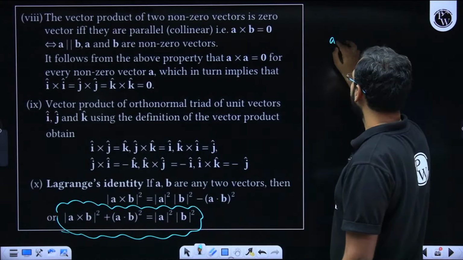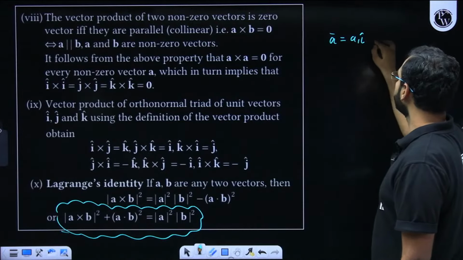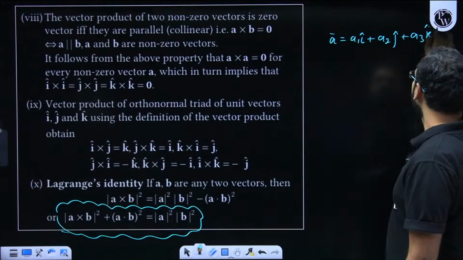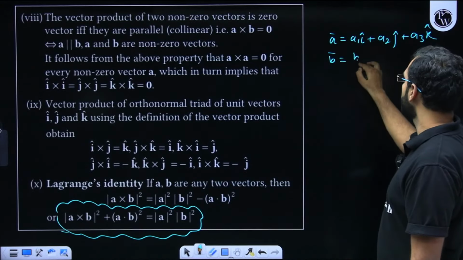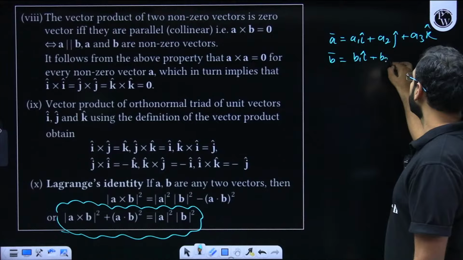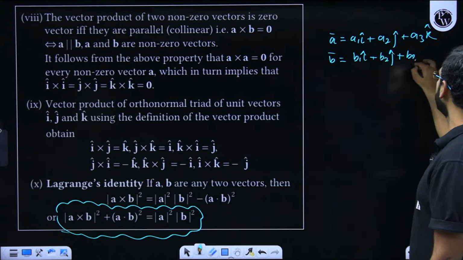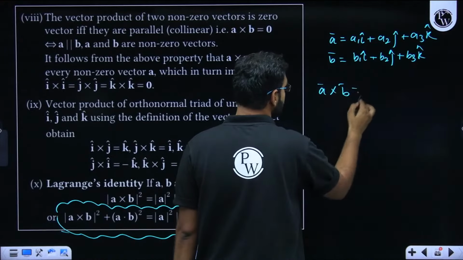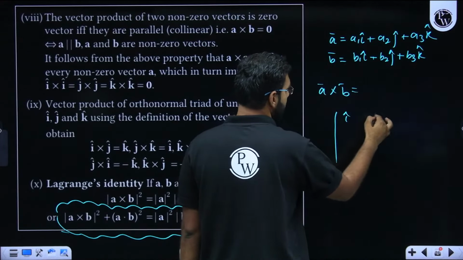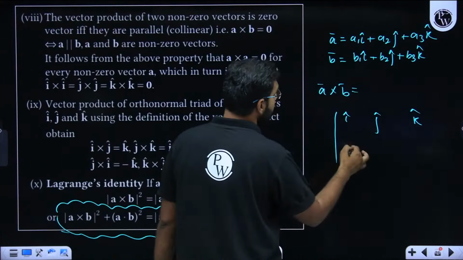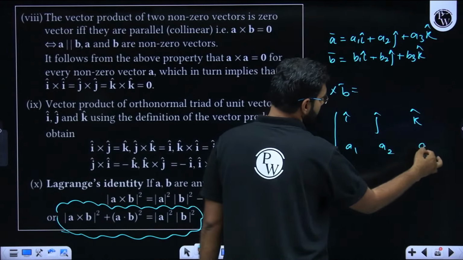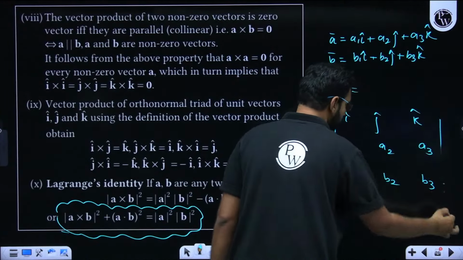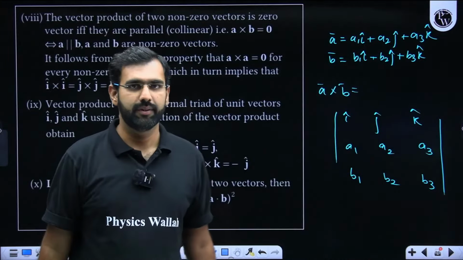Let's say there is a vector A, which is A1 i cap plus A2 j cap plus A3 k cap, and another vector B, which is B1 i cap plus B2 j cap plus B3 k cap. Then their cross product in component form is given by the determinant of i cap, j cap, k cap, then A1, A2, A3, and then B1, B2, B3. I hope you do remember that. That is something they will ask.